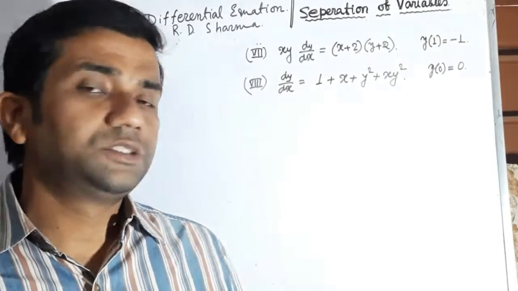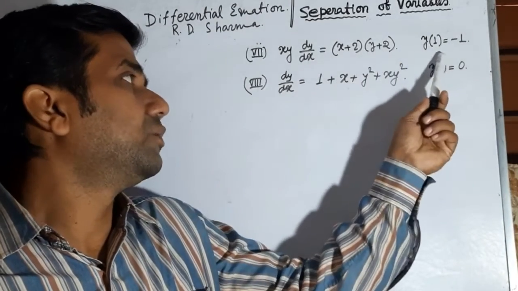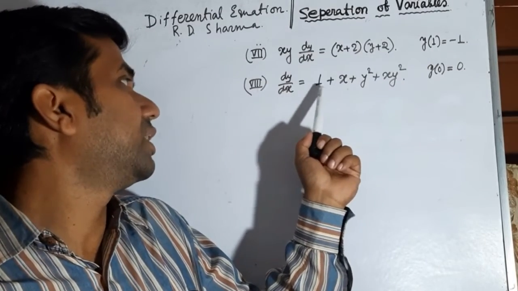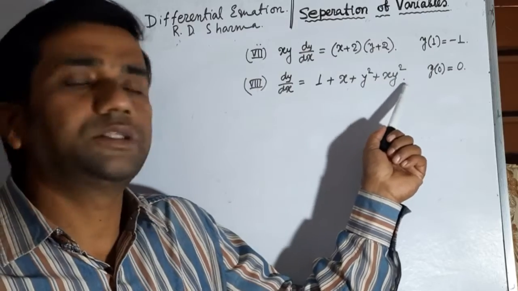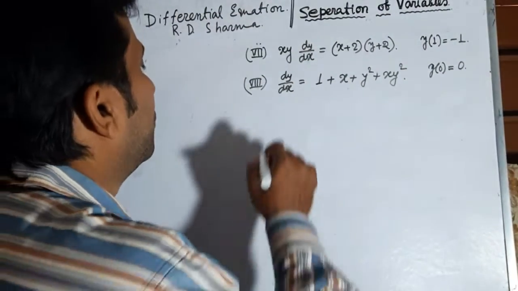I have given you these two problems: x y is equal to dy by dx into x plus 2, y plus 2, when y(1) is equal to minus 1. And the next problem is dy by dx is equal to 1 plus x plus y square plus x y square, where y(0) is equal to 0. These two problems will be your homework.